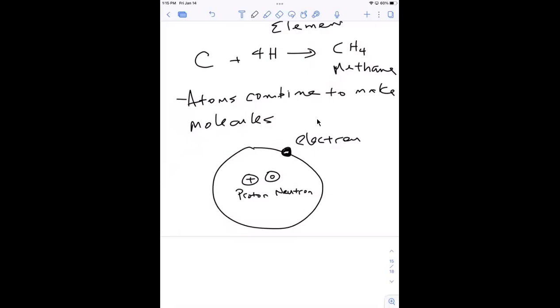So why don't atoms just randomly decompose? What do you think? What's holding it together? The electron field, like the magnetic field. Okay, so you're saying the electrons are, and I agree with that. But what is the electron attracted to, to even create the field around the atom? Energy? The proton, the positive charge of the proton.